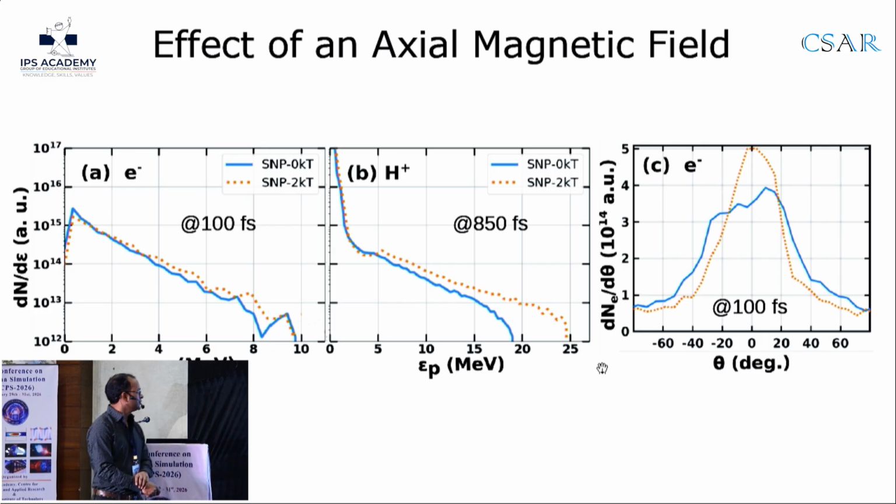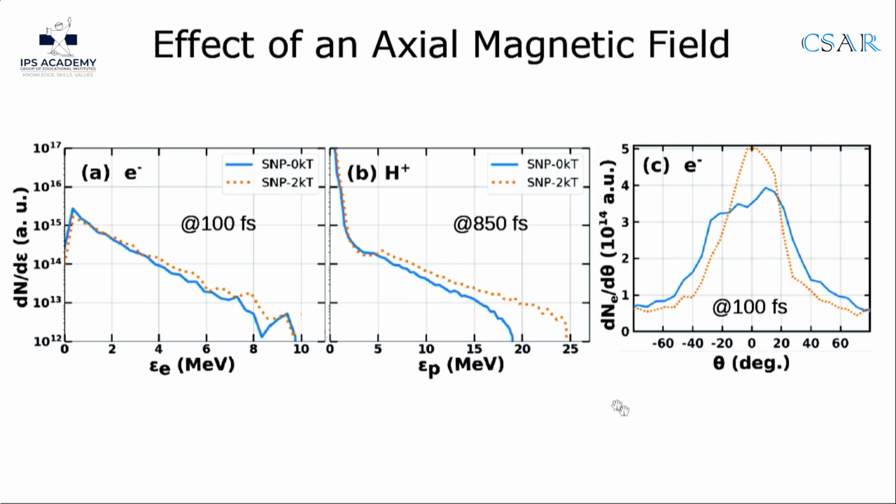So what we have observed is that for flat foils, this magnetic field has a very good effect. So you can go from, say, 20 MeV, this is for flat foil without magnetic field, which is the proton cutoff energy.